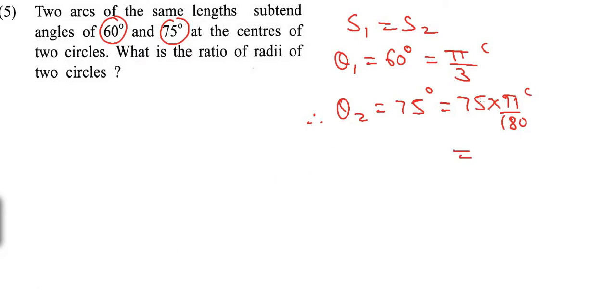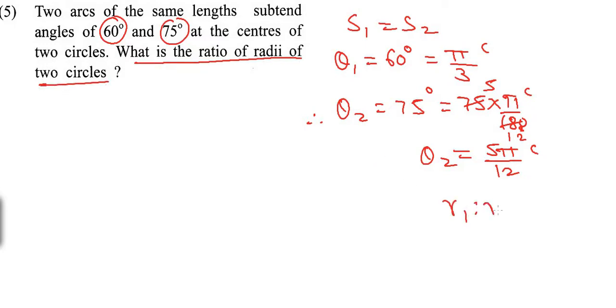Let us divide it by 15. 15 5s are 75. 15 1s are 15. Left over 3. 15 to the 30. So theta 2 is equal to 5 pi by 12 radian. Now they are asking us what is the ratio of radii of the two circles. So we need to find R1 is to R2 is equal to how much.